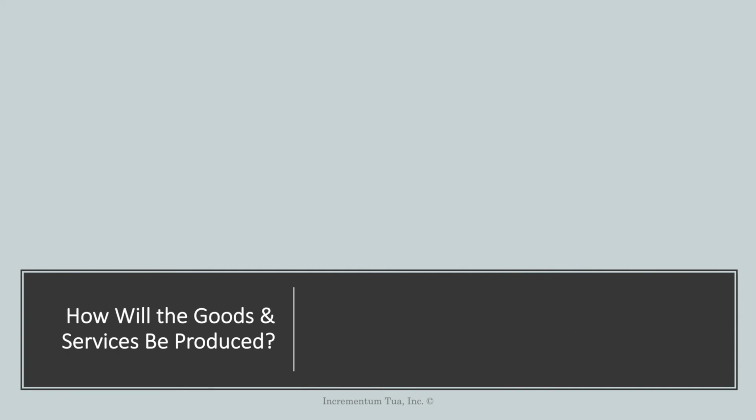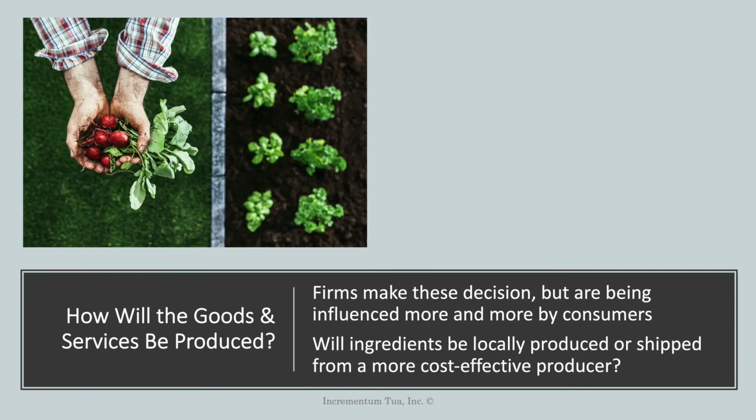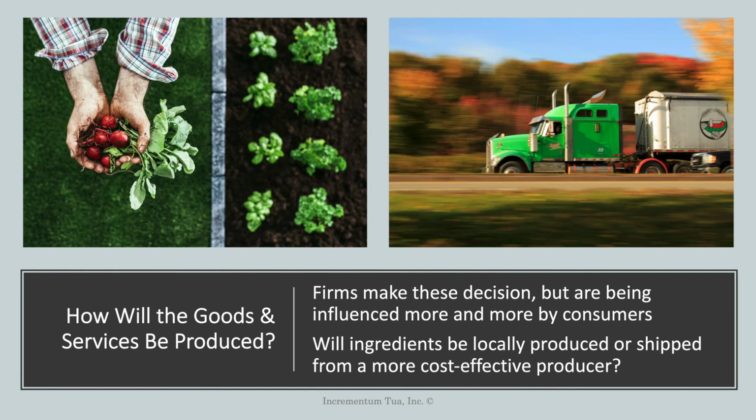The second question is, how will the goods and services be produced? Firms are making these decisions, but they're continuously being influenced more and more by consumers. One example is a restaurant and the types of choices that they might make. Will ingredients be locally produced, or will they be shipped in from a more cost-effective producer? This is something that a restaurant owner has to decide.